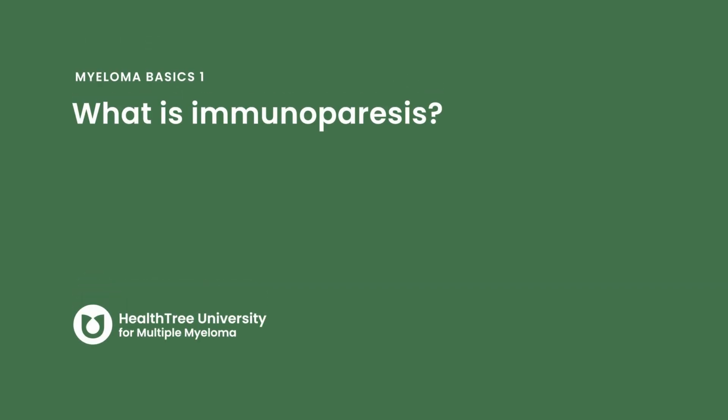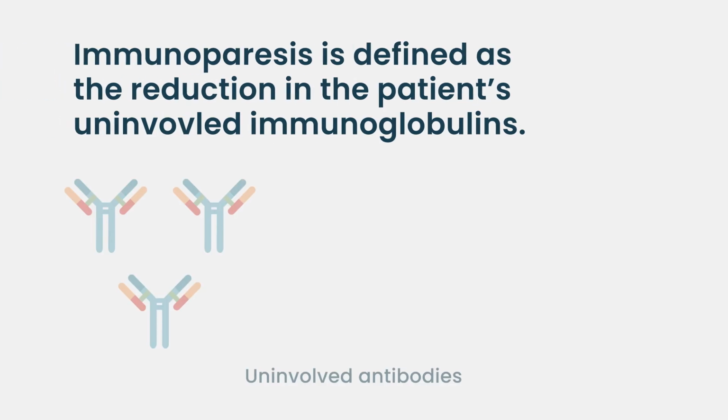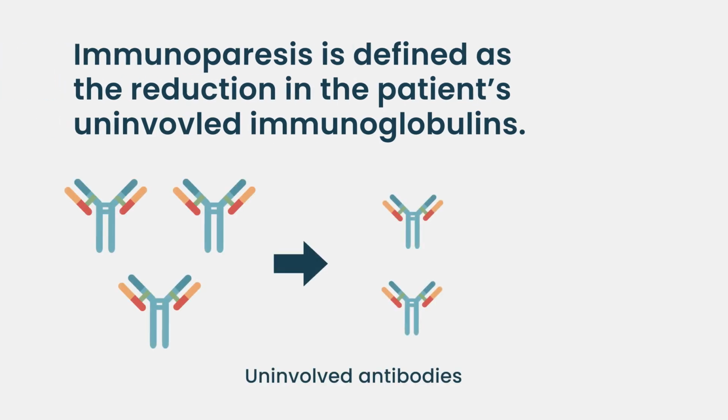What is immunoparesis? Immunoparesis is something that happens in patients, and can even start in MGUS already, where we see that if a patient, for example, has an IgG myeloma or MGUS, the other immunoglobulins are reduced. We know that the plasma cells in the bone marrow take up some space, but there seem to be even other effects of the myeloma or the MGUS cells on the rest of the bone marrow.